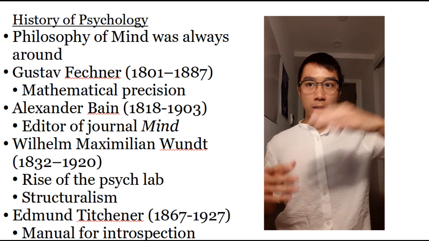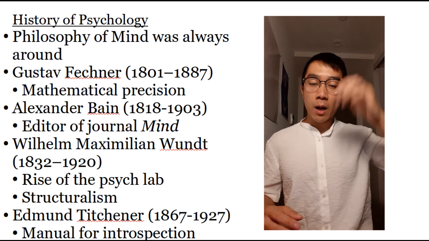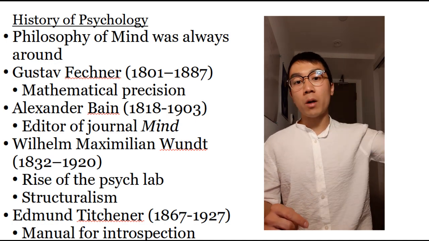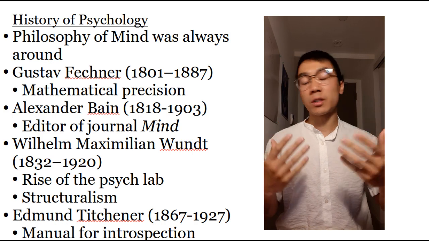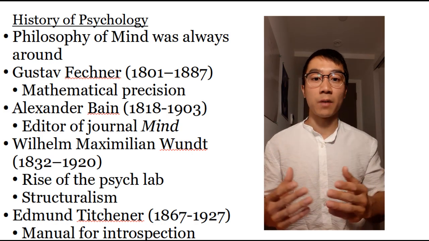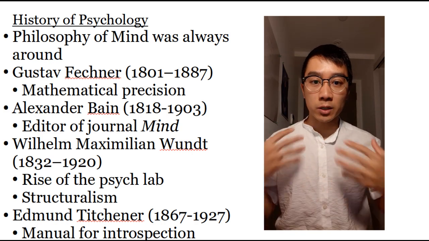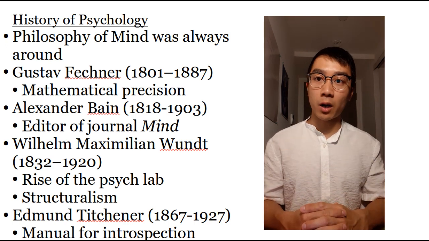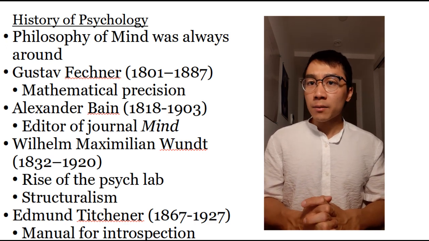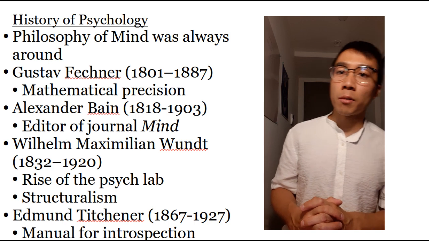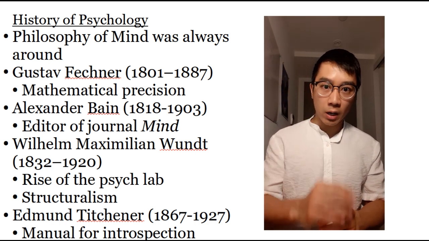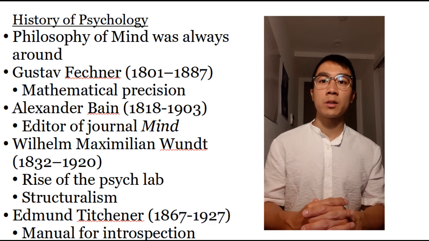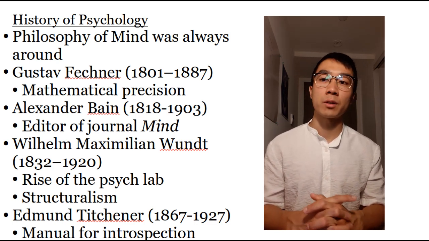So Gustav Fechner is a figure who advocated a mathematical model for the intensity of a stimulus with respect to its felt sensation, the sensation that you feel yourself. Alexander Bain is an important figure because he was an editor of the journal Mind. Mind was one of the first psychology journals ever created in the history of psychology, and this is in the 19th century, the 1800s.